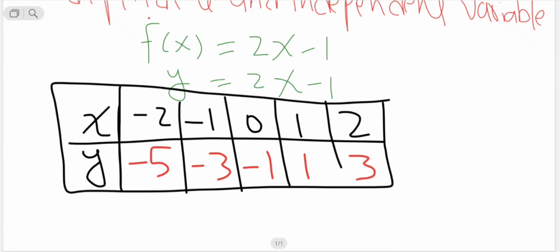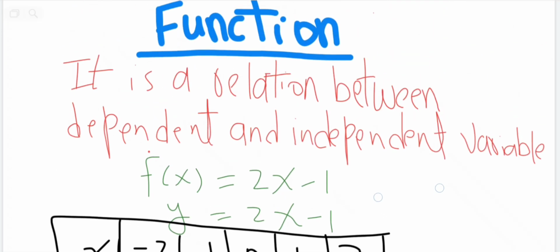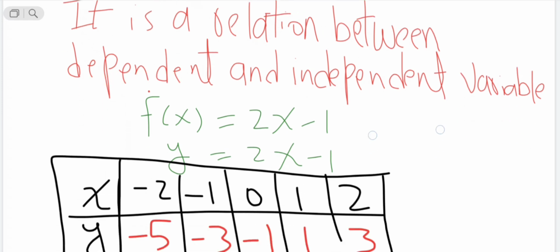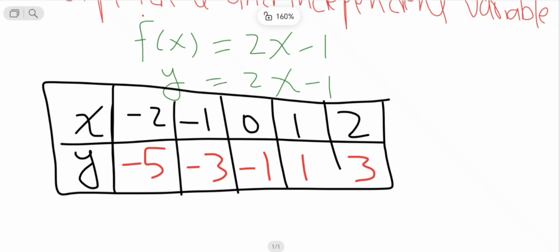So these are the values we got. Now you understand about the function. Function is a relation between dependent and independent variable. Clear? After that we also understand the independent variable x values are given, and for the dependent variable y we got the values depending upon x. Okay, what is x and what is y? What is x and what is y? We need to understand.